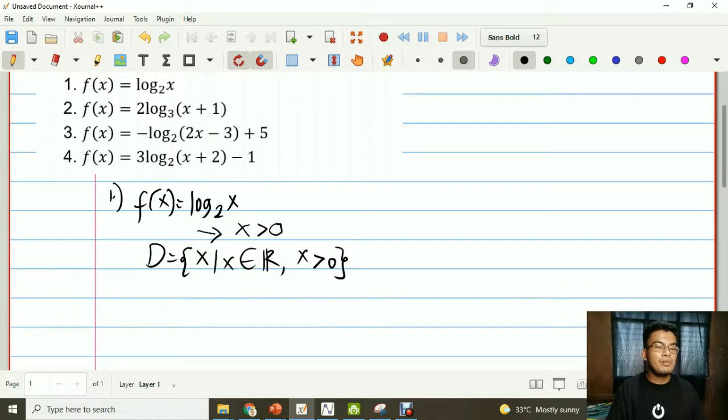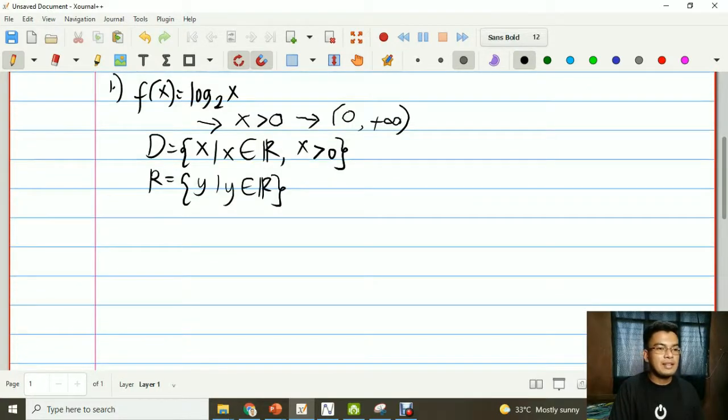So itong greater than 0 na ito, pwede itong isulat in terms of interval notation. It will be from 0 to positive infinity. So automatic po na ang range ng lahat ng logarithmic function ay set of real numbers.